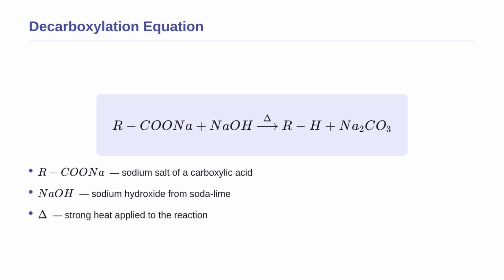The formula shows a carboxylic acid salt reacting with sodium hydroxide under strong heat. RCOONa is the sodium salt, where R is the carbon chain we want to keep. NaOH represents sodium hydroxide, the active ingredient in soda lime. The triangle symbol over the arrow indicates that strong heat must be applied. The heat causes the entire tail to break off and combine with the sodium hydroxide, leaving the R group to pick up a hydrogen and become our alkane.